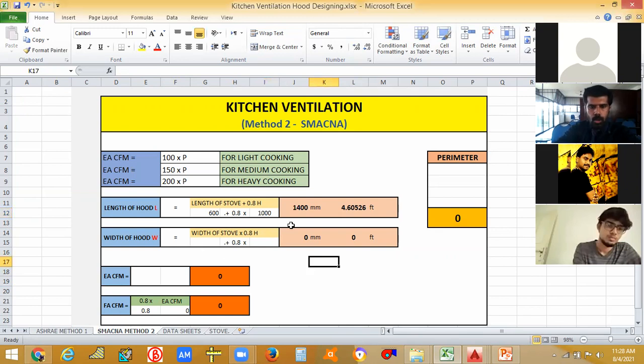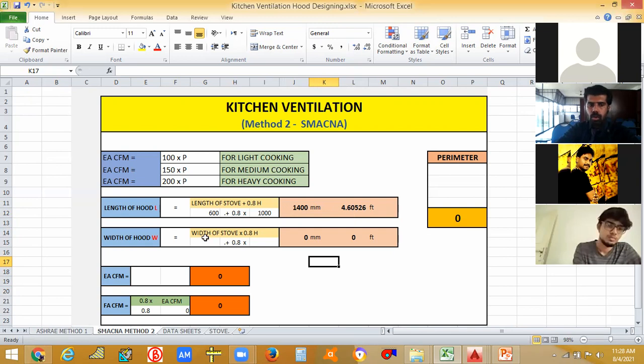Okay, so automatically I got the length of the hood as 1400 mm. When converted to feet, I got 4.6 feet. The length of the stove is 600 and the length of the hood is 1400 mm, which is 4.6 feet. Now the length of the hood is found: 1400 mm or 4.6 feet.